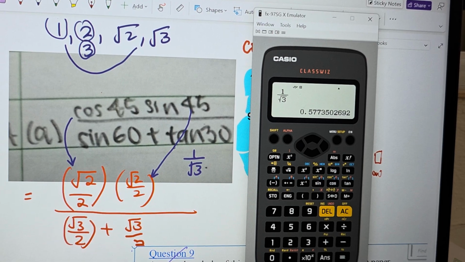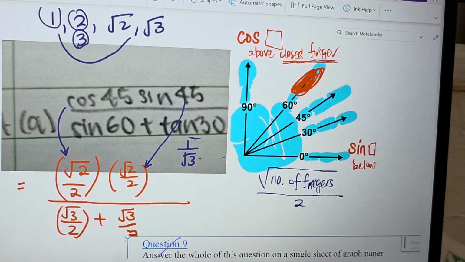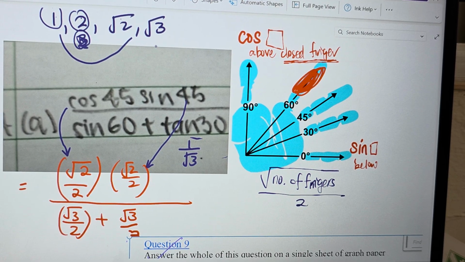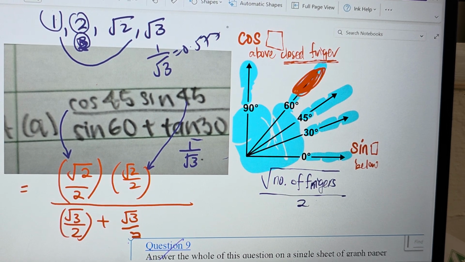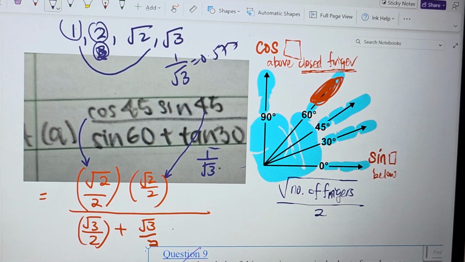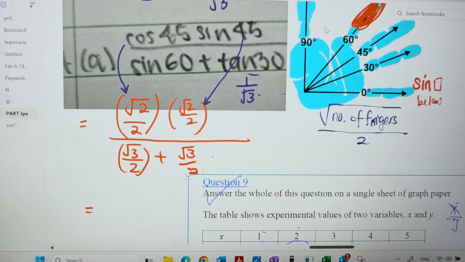Okay, this 3 is because I know what's going on, then I put the 3 there. Okay, you can exclude this. That means it's just 1, 2, square root 2, square root 3. This is your 0.5777, that number, which is this fella here. Okay, so this is a lazy way of doing it, if you are lazy to remember lah.